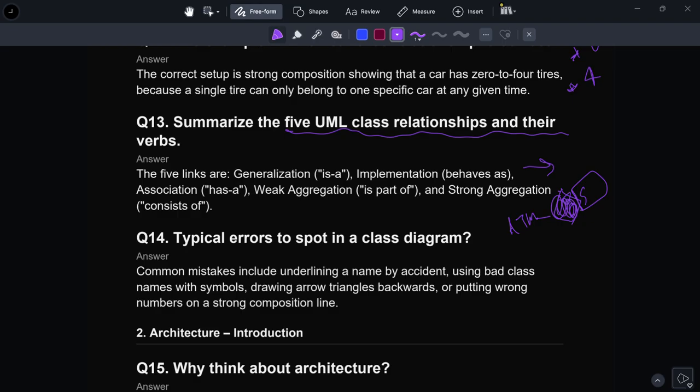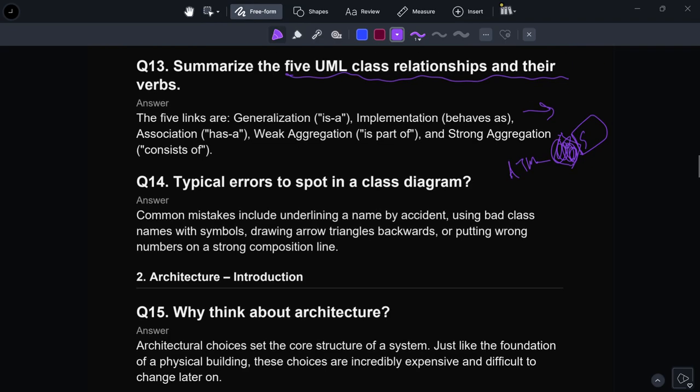Now we need to understand typical errors to spot. First, accidental underlining of a regular class name or a standard attribute, by accident. For example, drawing a box labeled Bank Account underlined. In UML, underlining strictly means a static class or a specific object, for example a unique physical ATM instance. It breaks the diagram if you just meant a normal class blueprint.